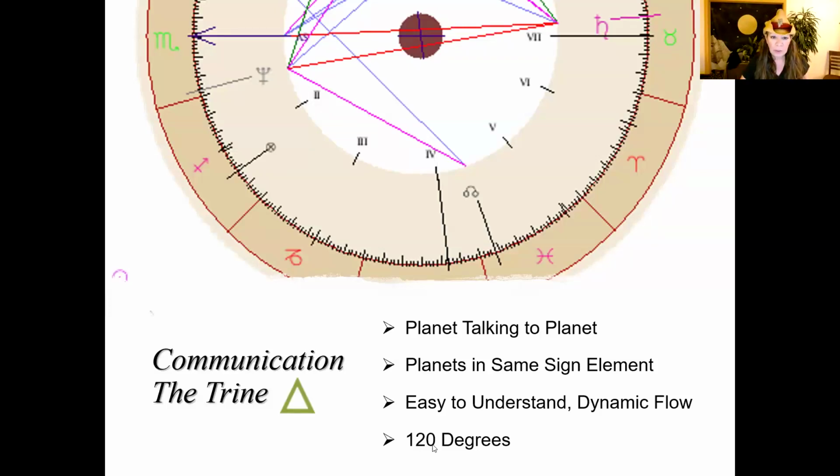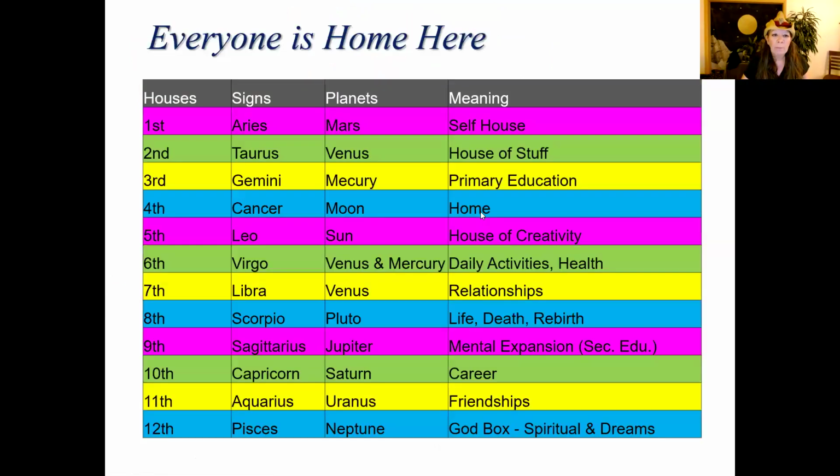These are 120 degrees apart, meaning that there's a 45-degree angle, I guess I should say that, but it equals 120 degrees apart. So it's a 45-degree angle, but they equal 120 degrees apart. So I just wanted to say that twice because I said it wrong the first time.